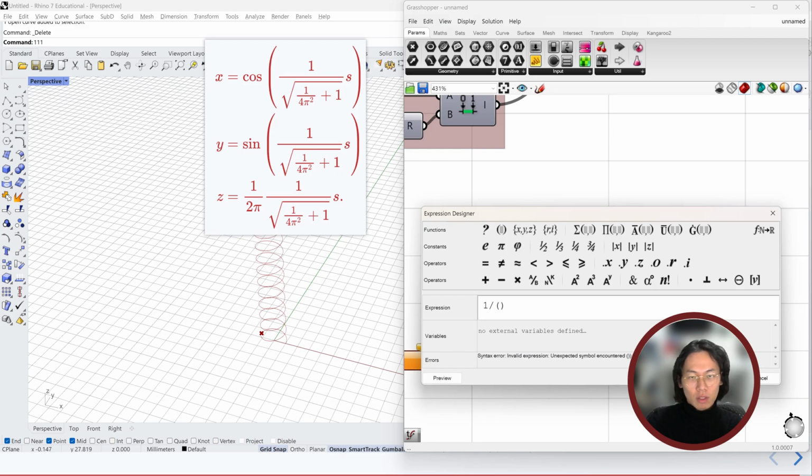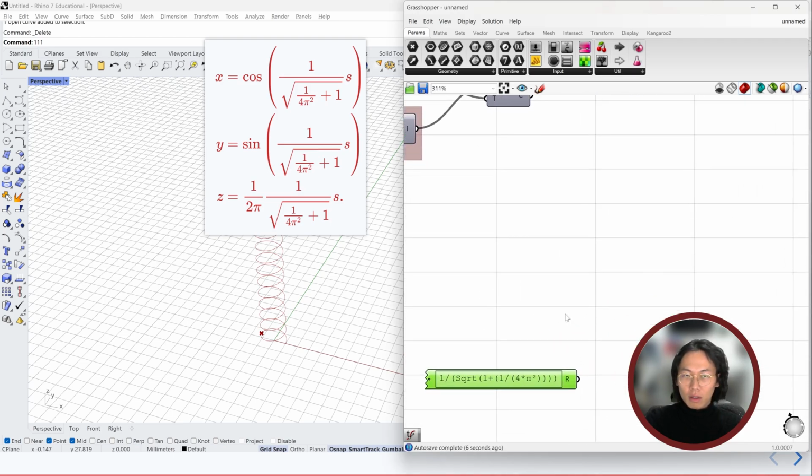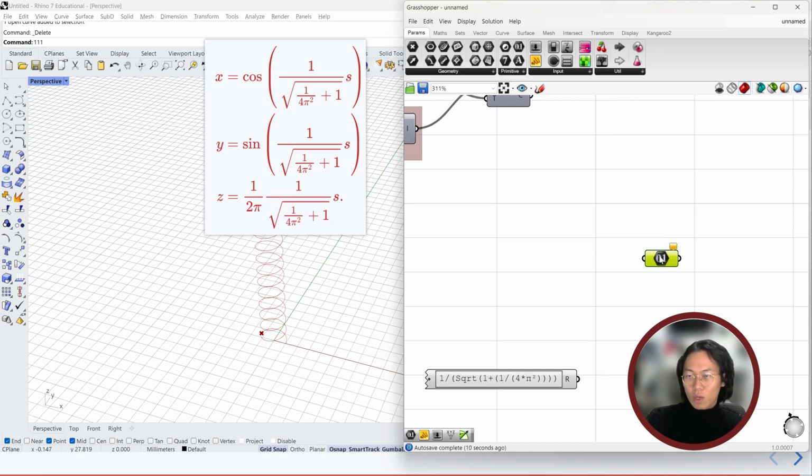And what's something? Something would be square root. And what's inside the square root? There is 1, and there is also something over something. And what's under something? There will be 4 multiplied by pi squared. Okay, now we finished this ugly part, and let me also list out the x, y, z values.